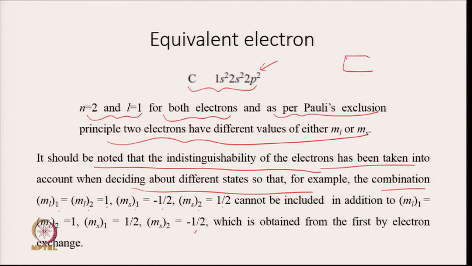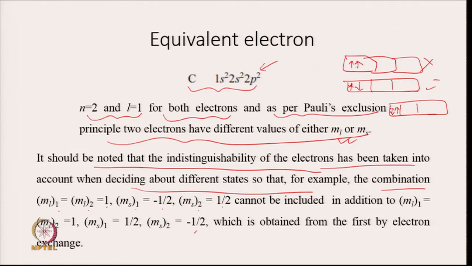So what I mean is, if there are two electrons in p orbitals, one is like this, another is like this, another cannot be like this, and this is the Pauli exclusion principle. Now the second thing which you need to remember is that writing this one down and this one up is not going to help. This violates the indistinguishability of two electrons. So these two are not different.